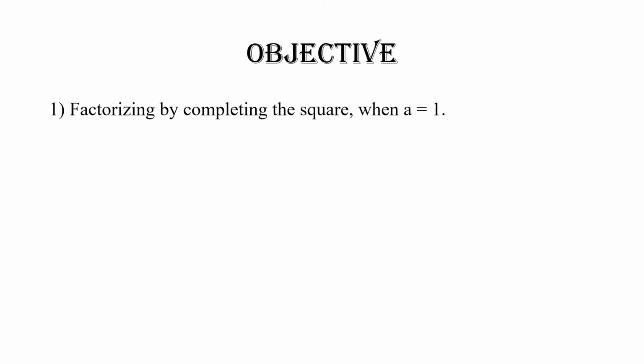So I'll be showing you how to complete this square and how to do it more so when a is 1. And in tomorrow's video, you could call it part 2 if you so wish, we're going to look at how to factorize completing the square when a is not equal to 1. So that means there's a value for a.